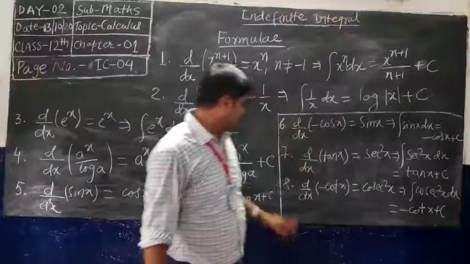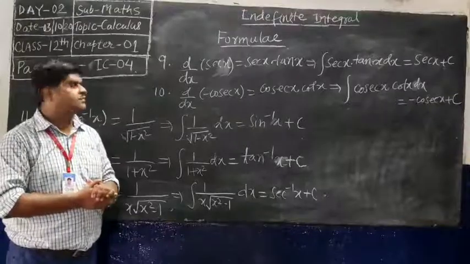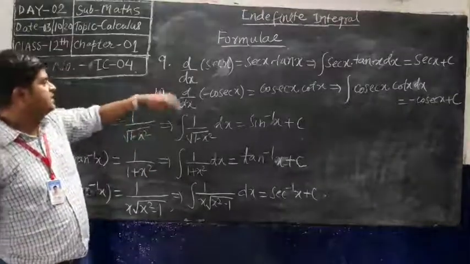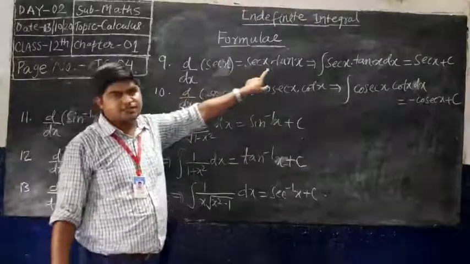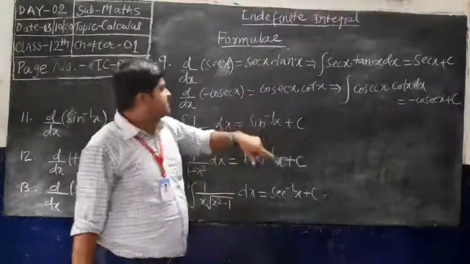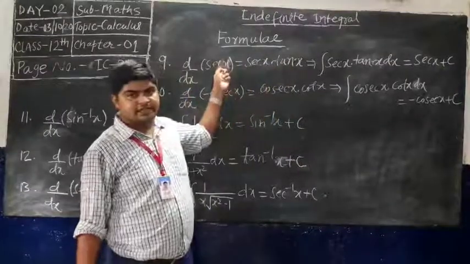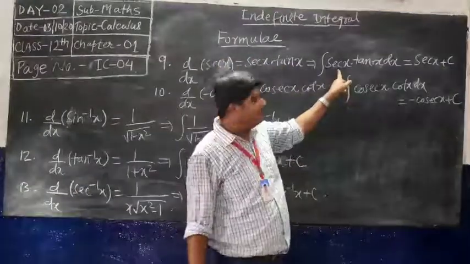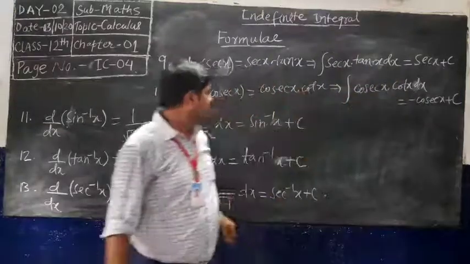Friends, now let us see formula number 9. The derivative of sec x is equal to sec x into tan x. That means we can say that the integration of sec x tan x dx is equal to sec x plus c.